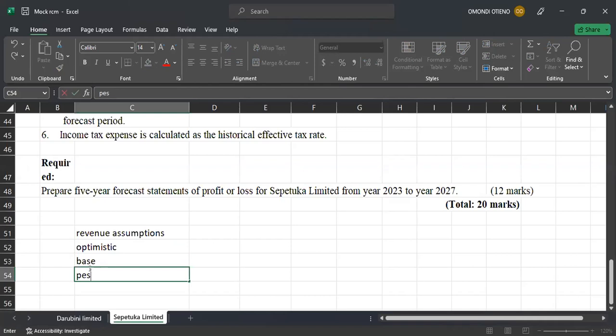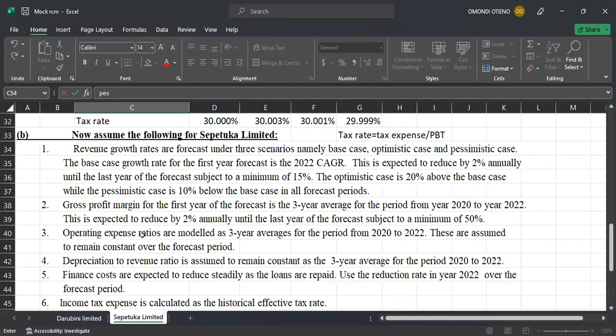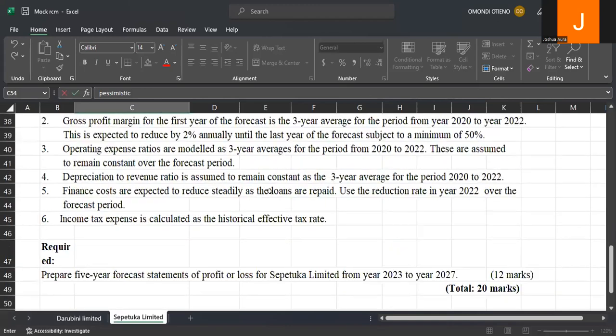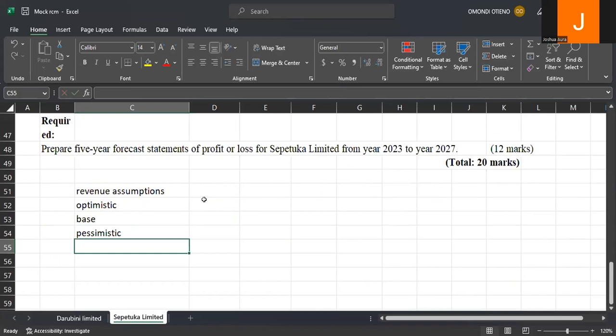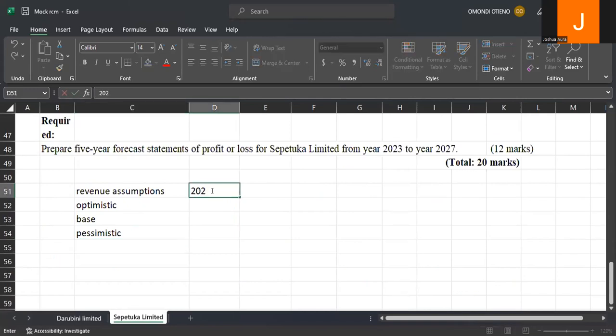So then what have they told us about this revenue when things are very good? Let's read there. Revenue growth rates are forecast under 3 scenarios, namely base case, optimistic case, and a pessimistic case. The base case growth rate for the first year forecast is the 2022 CAGR. So you see, they're telling us the first year in terms of a prediction.